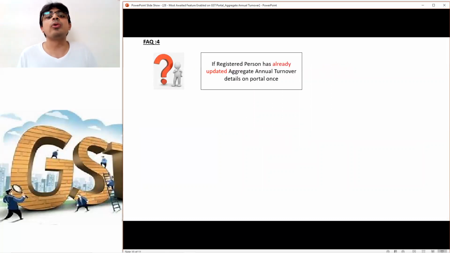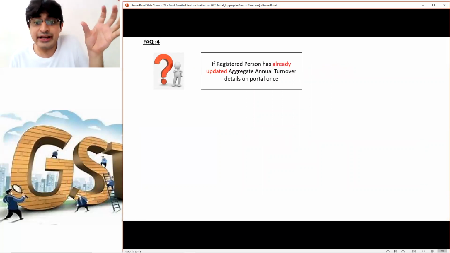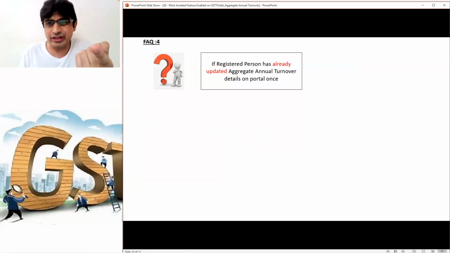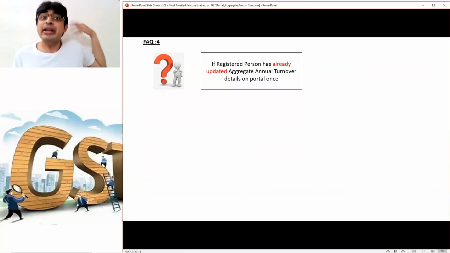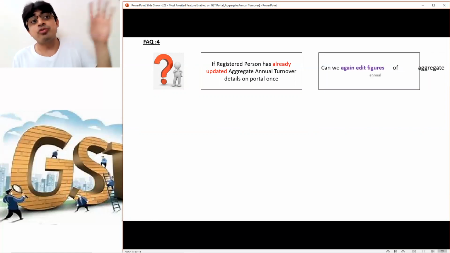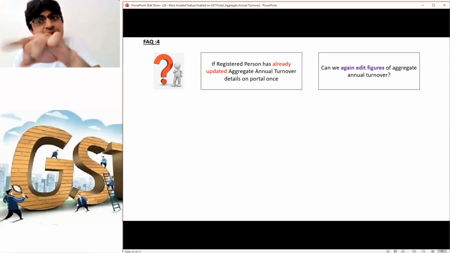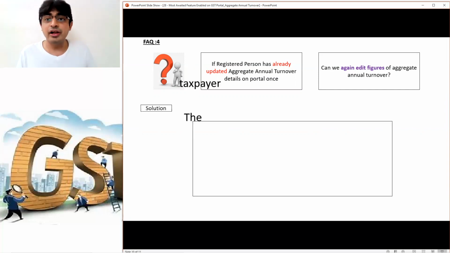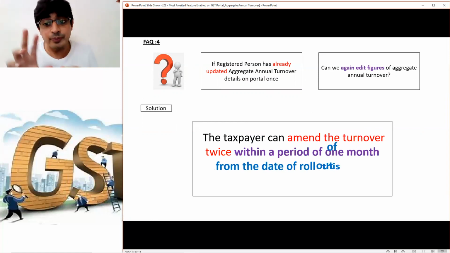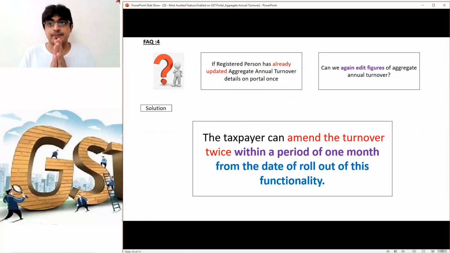And FAQ number 4. Say I have already uploaded my aggregate annual turnover. It was 24 crore, I changed it to 25 crore. But after my tax audit, my figure was say 26 crore. Can we again edit this figure? Whatever we have edited, can we re-edit it? See what the portal is saying. Taxpayer can amend the turnover twice, within a period of 1 month from the date of rollout of this functionality. So you can change twice, not more than that. And that too until when? Within 1 month.